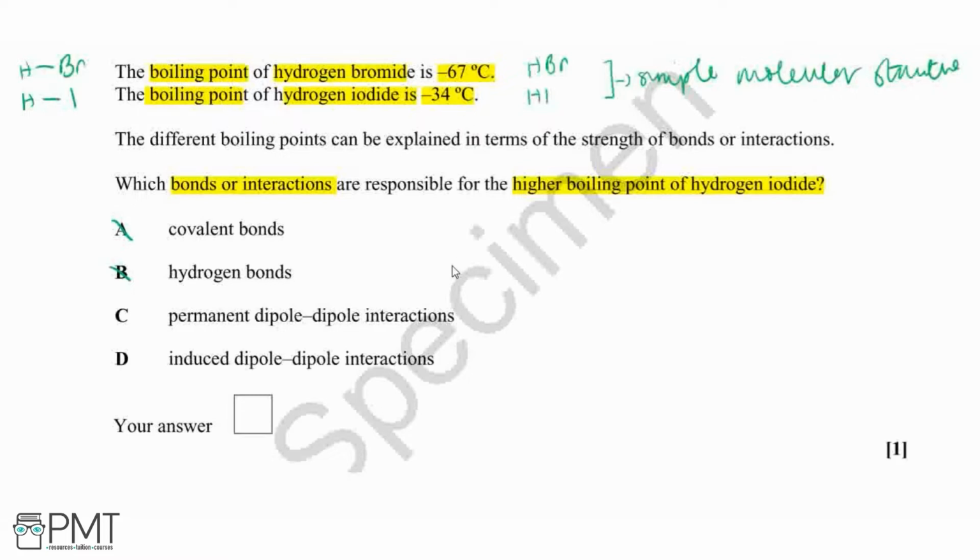less energy to overcome. Therefore, it must be our induced dipole-dipole interactions that explain why we've got a higher boiling point. And it's because the iodine is further down in the periodic table, therefore it's got a larger number of electrons, hence it's got stronger induced dipole-dipole interactions between the molecules.